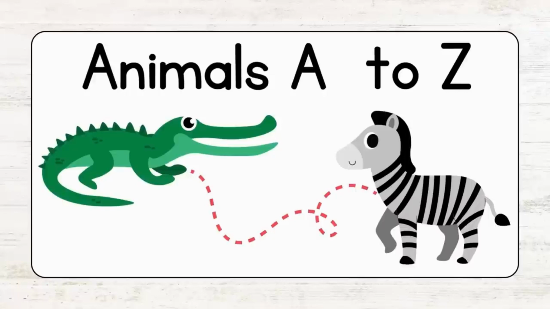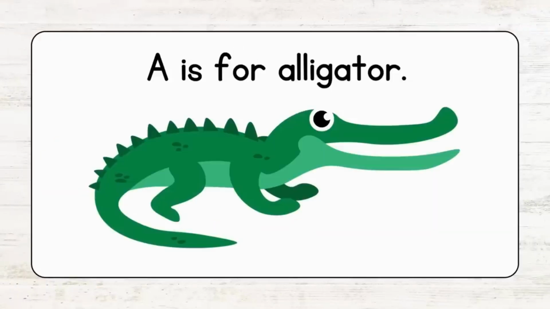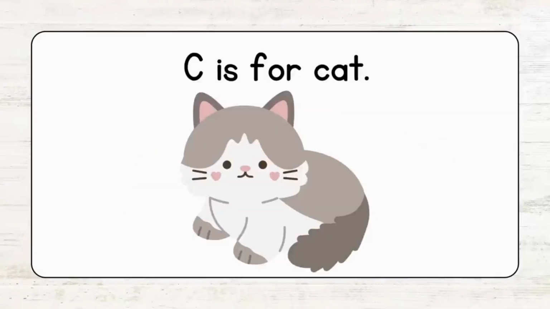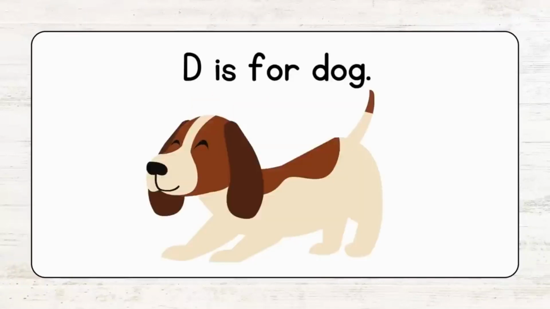Hey friends, welcome back. Let's go over animals A to Z. Are you ready? A is for alligator. A. Can you say A? B is for bear. B. Can you say B? C is for cat. C. Can you say C? D is for dog. D, can you say D?